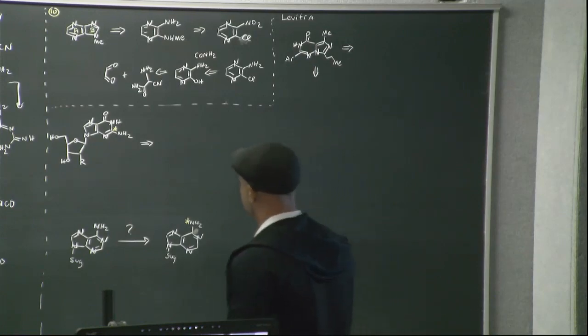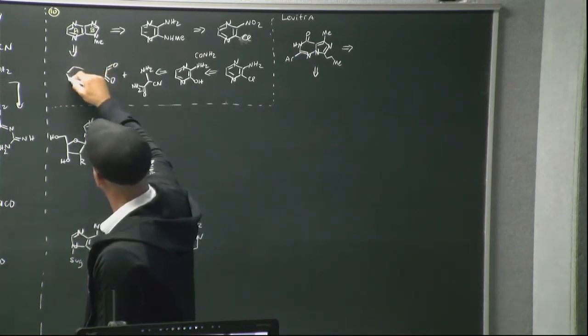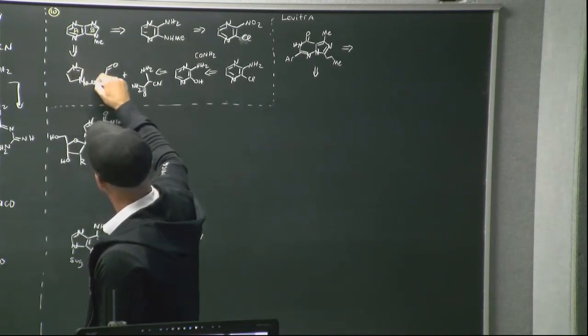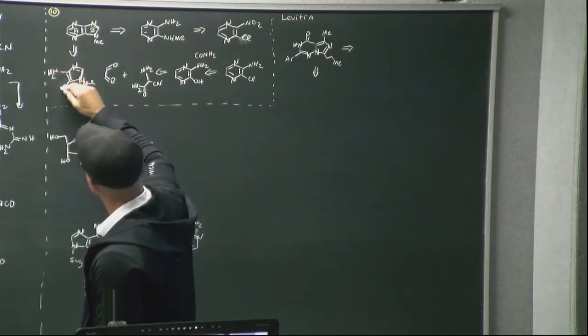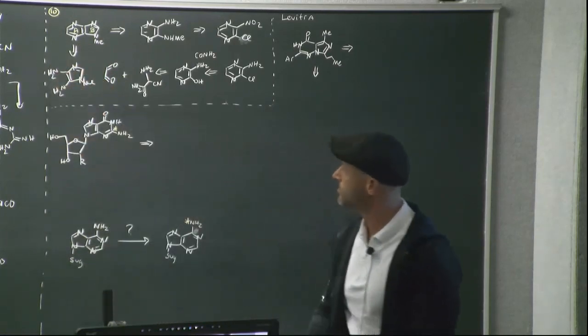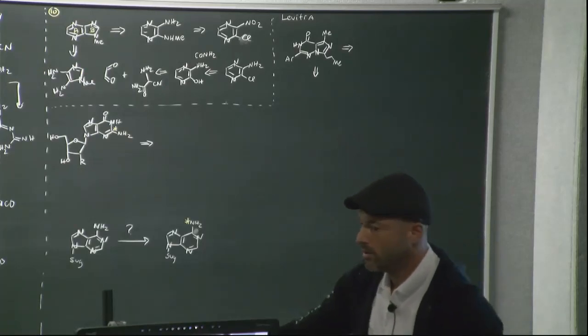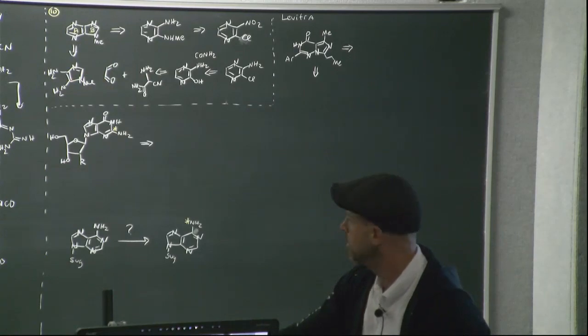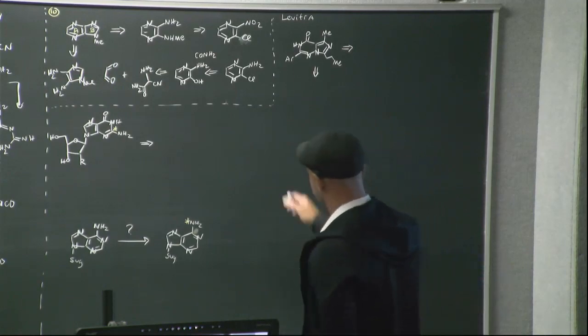Now, the alternative disconnection would be something like that. We probably don't want to use a diamino imidazole. Probably the nitrochloro might work, but that's rather challenging to make. So probably this disconnection that Zeke gave us at the beginning is the most logical way to go. And who knows, today maybe you can even find a vendor for this stuff.